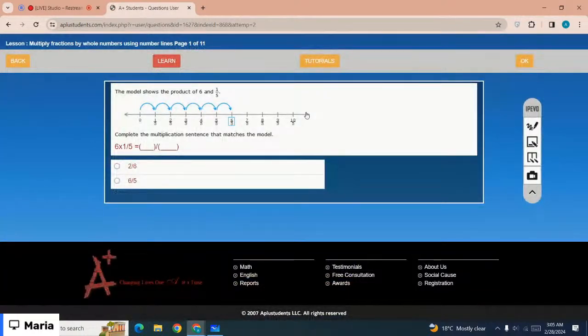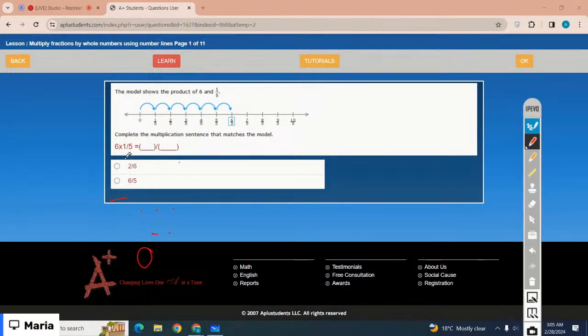Okay, the model shows the product of 6 and 1 over 5, right? So you have to count forward by 1 over 5. How many times? 6 times. You need to count forward 1 by 5, 6 times. So this is 1, 2, 3, 4, 5, 6. So that means when you count forward 1 by 5, 6 times, you end up on 6 over 5. So option number 2 is the correct option, right? That is 6 over 5. Got it?